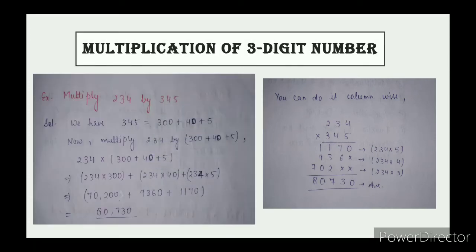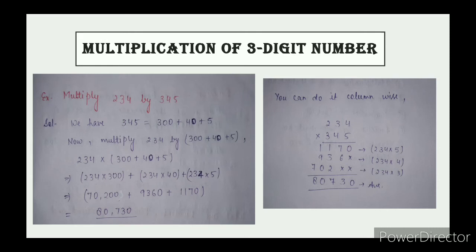Now, multiplication of a 3-digit number. Let's see with an example. So multiply 234 by 345. First we have to expand 345, which is equal to 300 plus 40 plus 5. Now multiply 234 by 300 plus 40 plus 5 by using the distributive property.